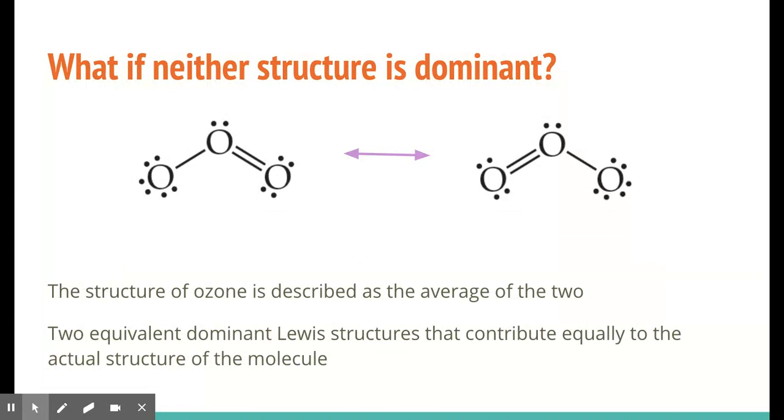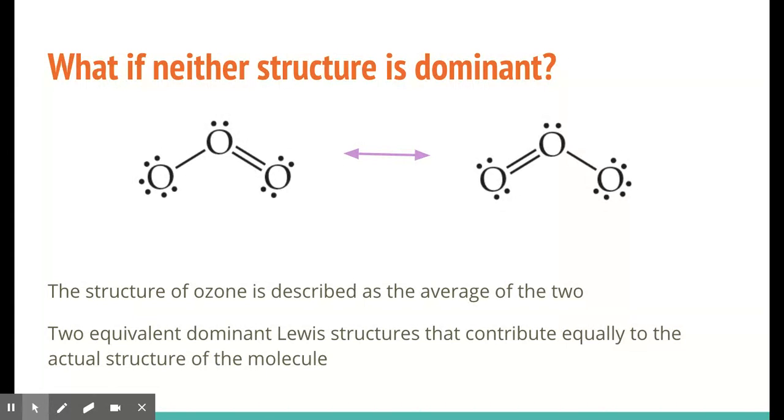The way you draw the resonance structure is you keep both Lewis structures and you draw this double-sided arrow between the two to identify that the structure is basically the average of the two. So you have two equivalent dominant Lewis structures that both contribute equally to the actual structure of the molecule.